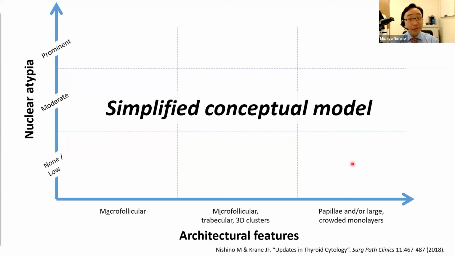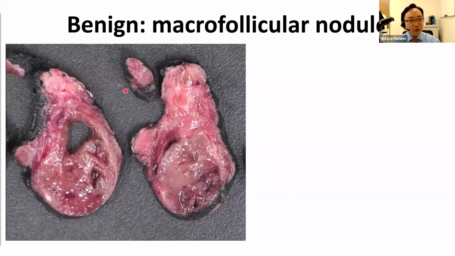And on the x-axis, we have an aspirate's architectural features, which can vary from flat, 2-dimensional macrofollicular sheets to crowded microfollicular groups, all the way to some papillary structures. All right, so let's see how we can apply this conceptual model to a real-life case. Here's a gross image of a totally benign hyperplastic or adenomatoid nodule in a patient with multinodular goiter. It's a pretty well-circumscribed nodule, heterogeneous with some cystic areas and a pretty gelatinous cut surface.